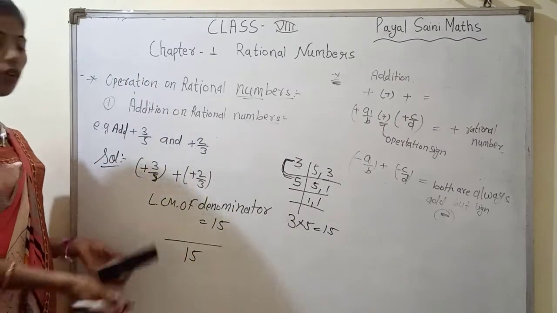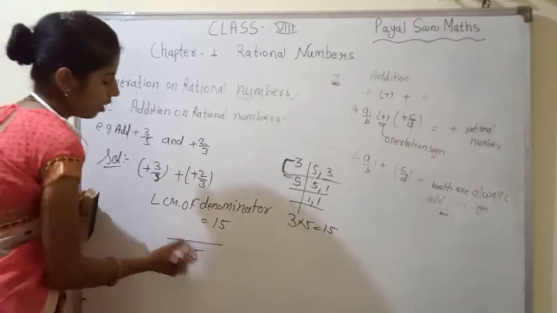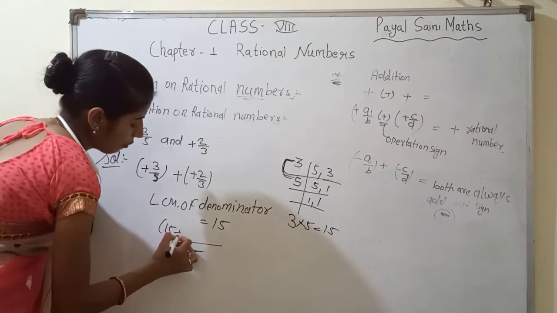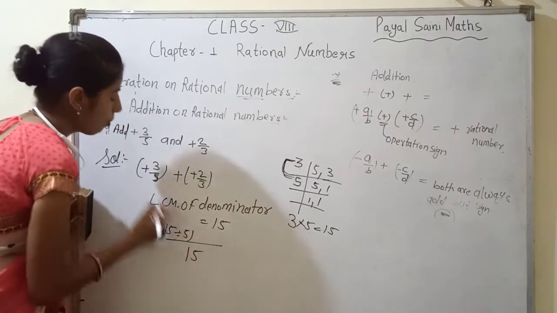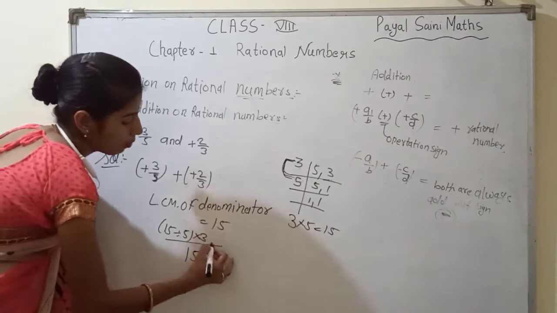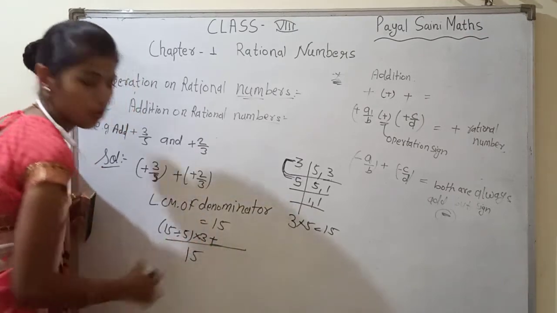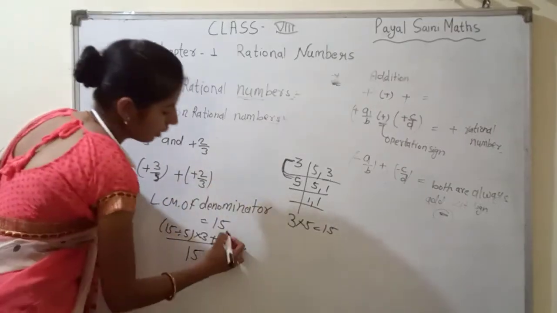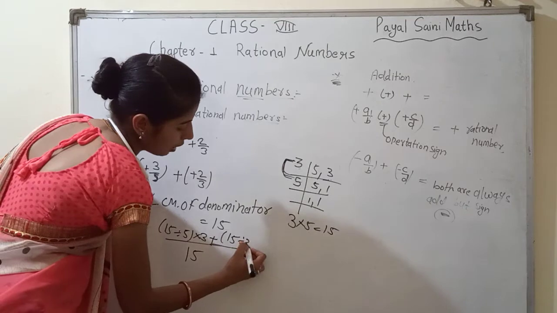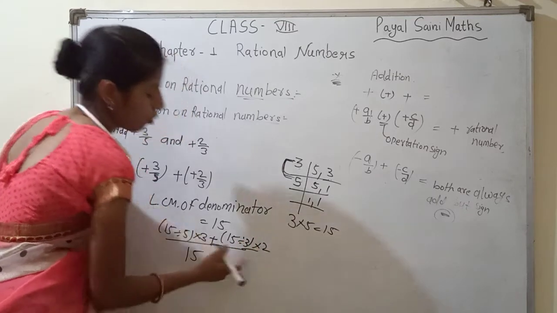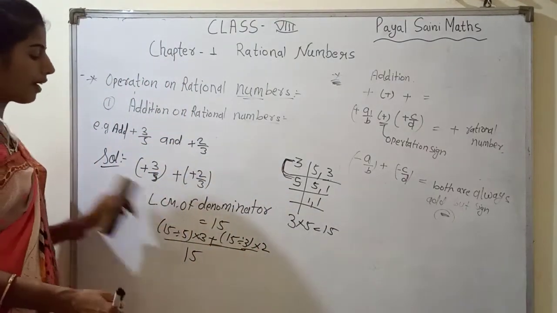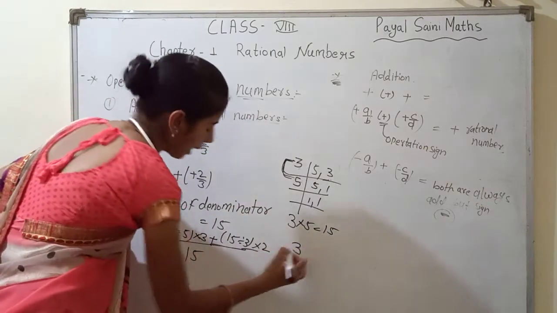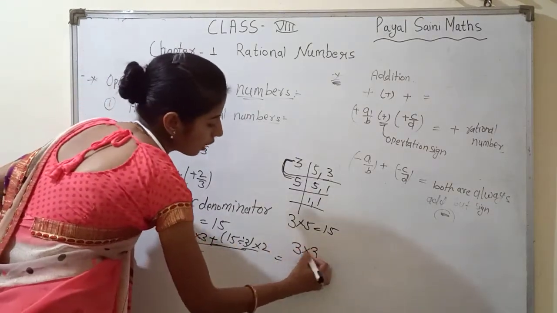With 15, we follow the same rule as in our first example. First, 15 divided by the first denominator 5, multiply with its numerator 3. Then the operation sign is plus. Next, 15 divided by 3, into 2. Now 15 divided by 5 is 3 times, 3 multiply with 3.